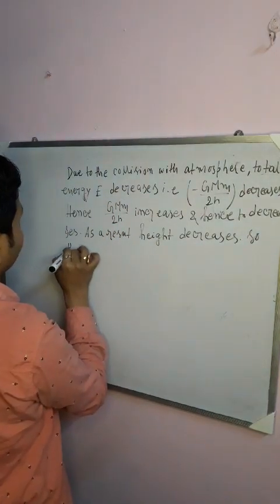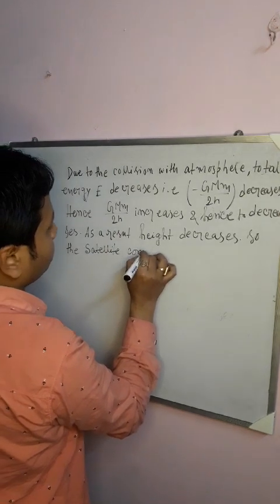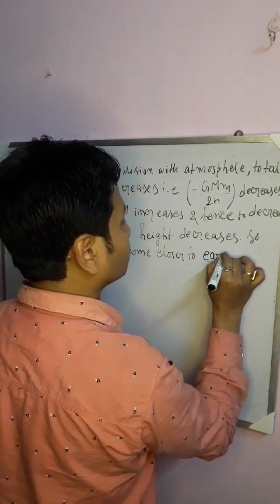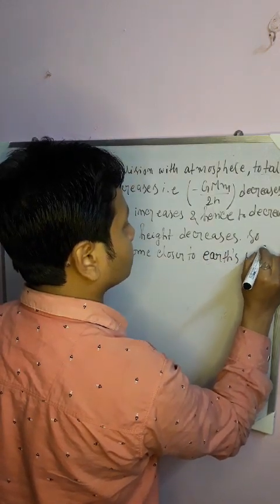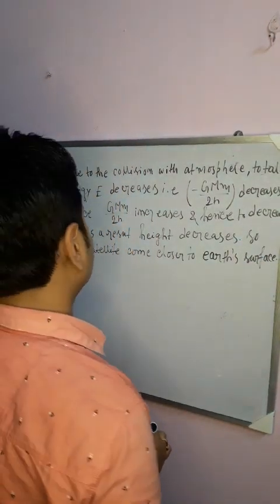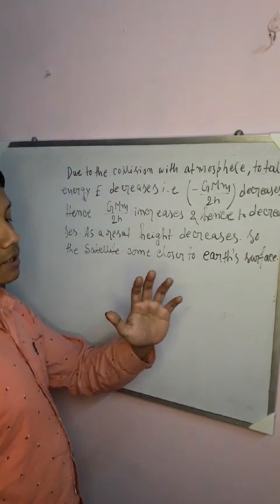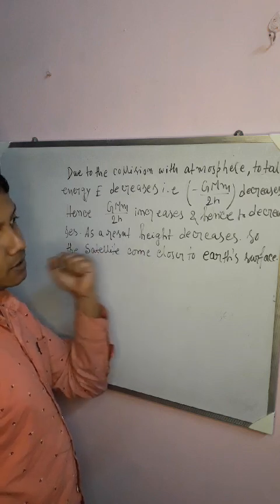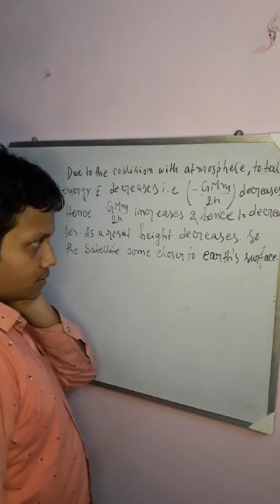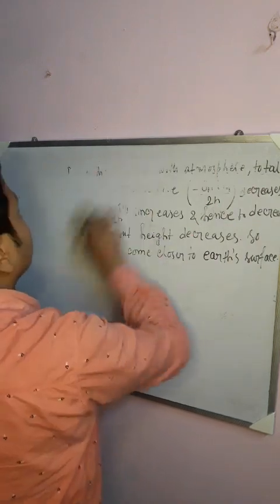So the satellite comes closer to the earth's surface. Okay, so this is the significance of it. Due to the collision with the atmosphere, there is energy loss, and due to which the satellite comes closer to the earth's surface. Okay, so this is what we have about the energy of an artificial satellite.